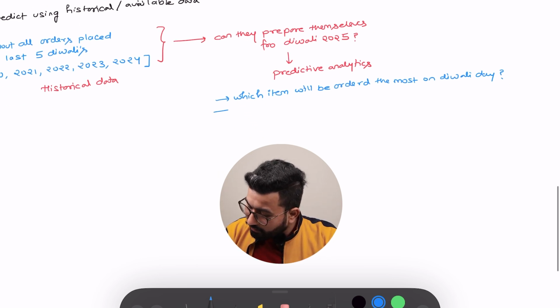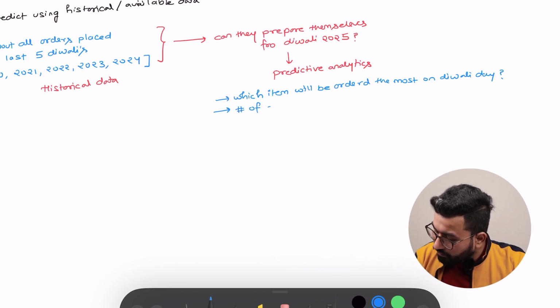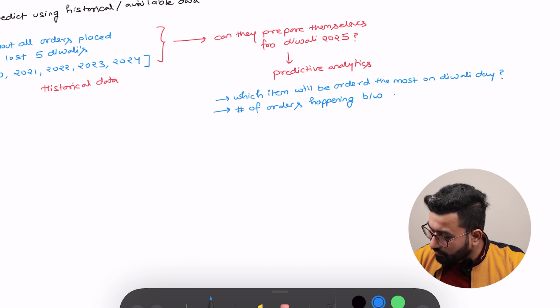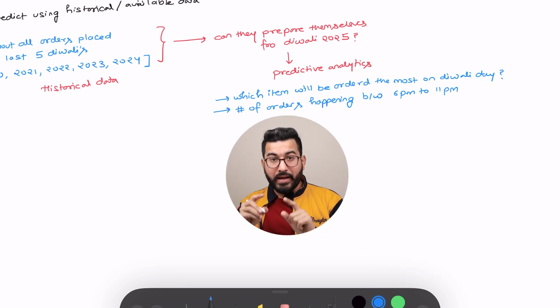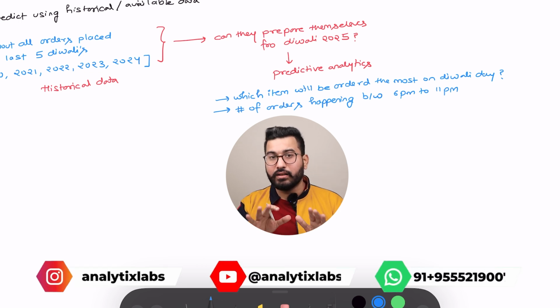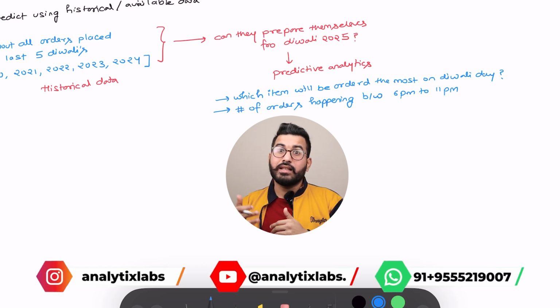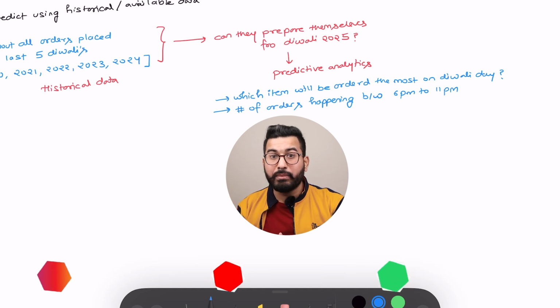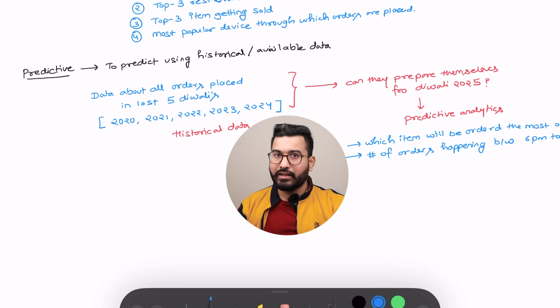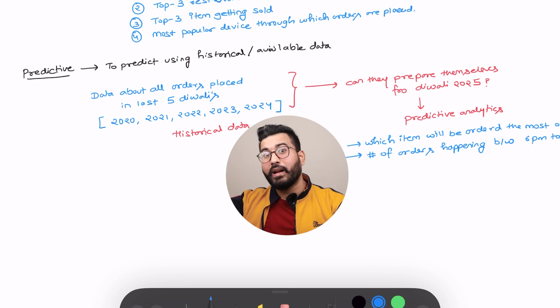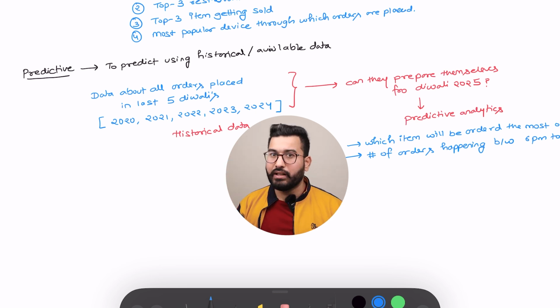Maybe they can also figure out the number of orders happening between 6 p.m. to 11 p.m. Now, this can help them to make sure that these many delivery partners are on the ground so that they can serve. Because if they are unable to serve on time, that's a business loss. So this can be done using predictive analytics. They are trying to predict what will happen based on what has happened.